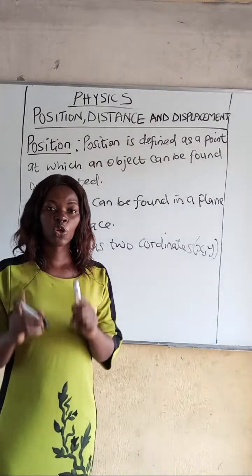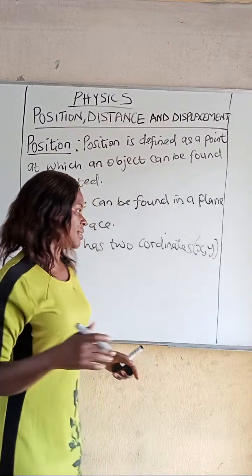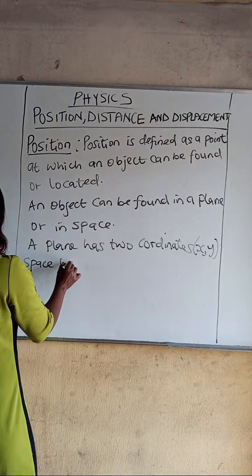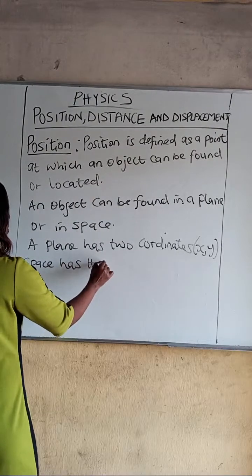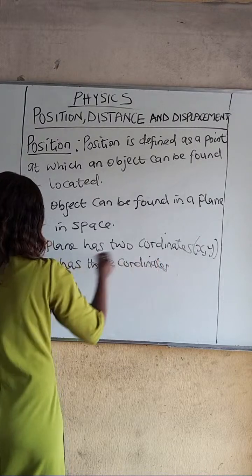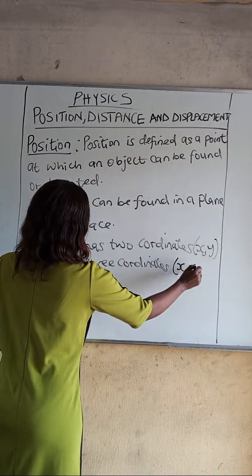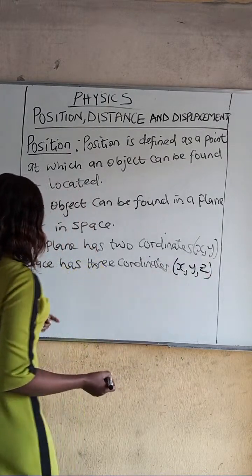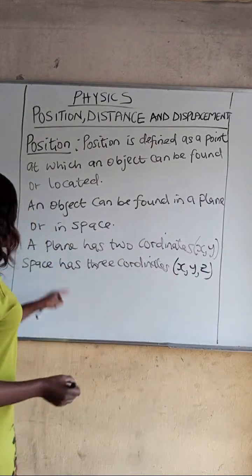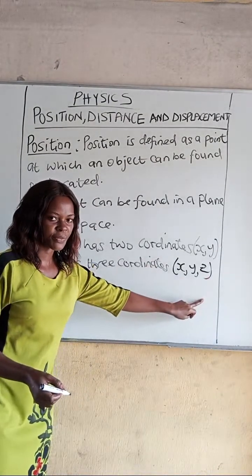A plane has just two coordinates, x and y, so it means it has an x axis and a y axis. Then space has three coordinates. The three coordinates are x, y, and z. So a plane has just two coordinates, x and y, while space has three coordinates, x, y, and z, right?